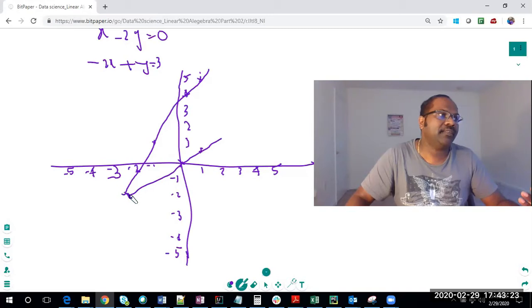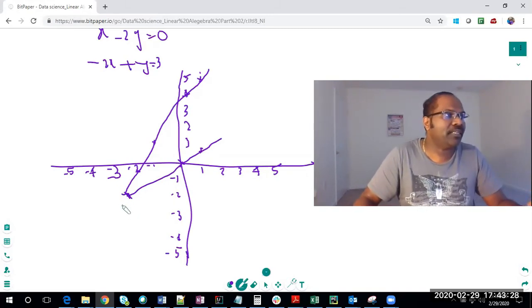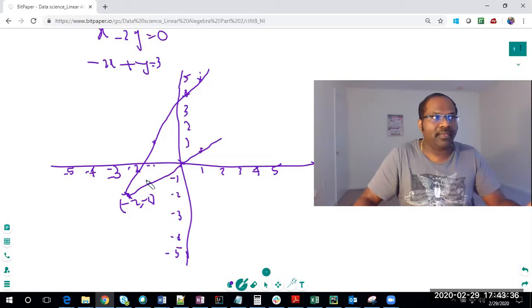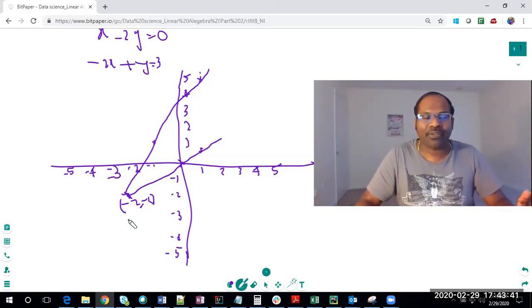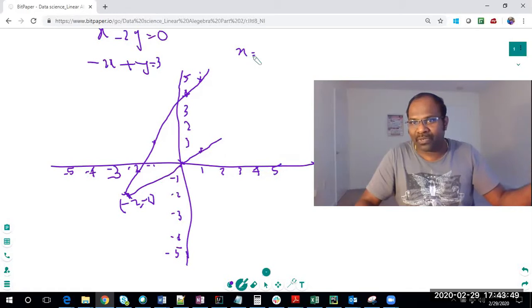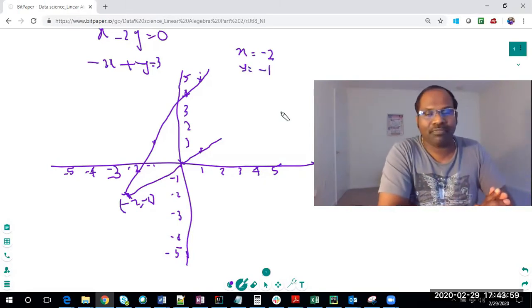When you draw a line, the intersection point will be here. So what's the coordinate of this point? It is minus 2 and minus 1. It means these two models are joining in the two-dimensional plane at a point where x is equal to minus 2 and y is equal to minus 1. So we found the values from these two models through a row picture: x is equal to minus 2 and y is equal to minus 1. So these are the two values we found.